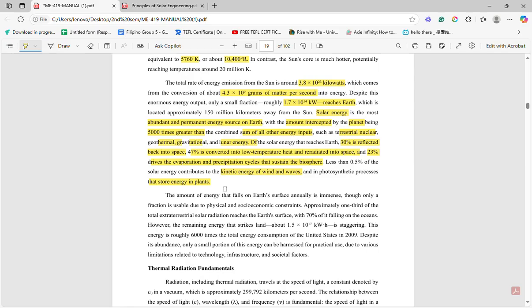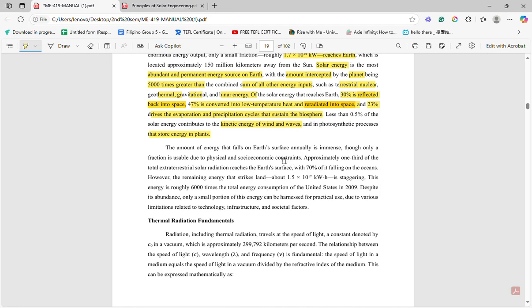And if you can see, more of this is re-radiated into space. This re-radiated into space and reflected back most of that energy. So it really has a lesser amount that reaches us, our solar energy system. So more of the energy is just being reflected back, and the amount of energy that falls on Earth's surface is still immense, though only a fraction is usable due to physical and socio-economic constraints.